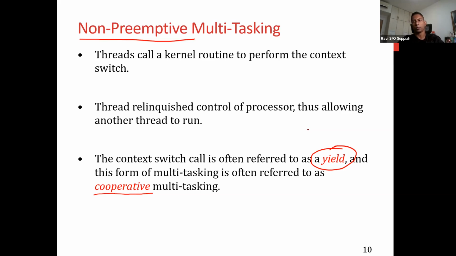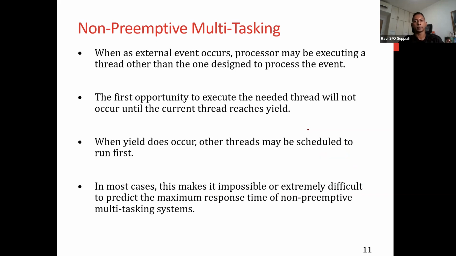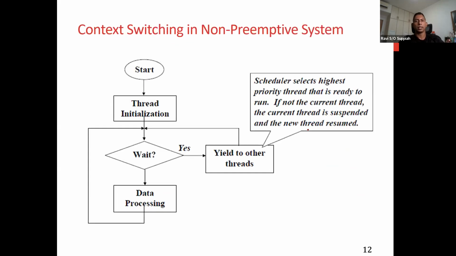So the code must be written in a way that any task that is running must have some ability to voluntarily give up the CPU. In this case, when the yield occurs, the task that will be scheduled to run will follow a particular sequence. So let's look at this example here.